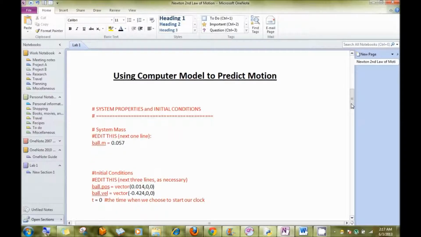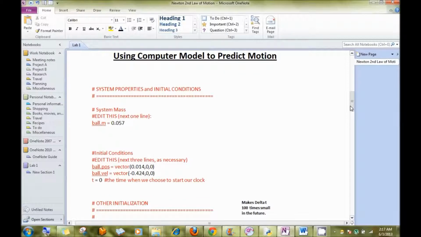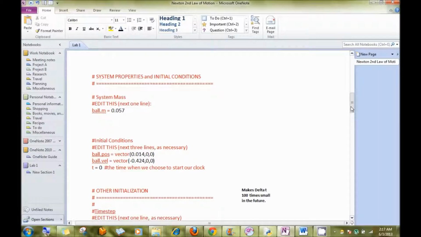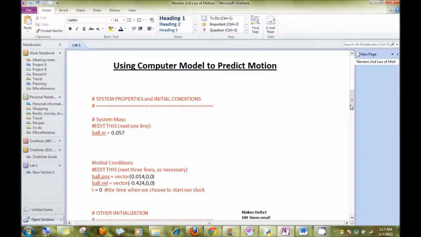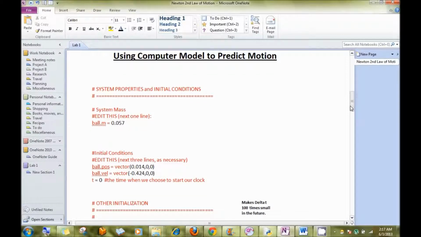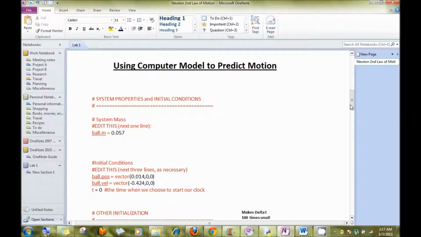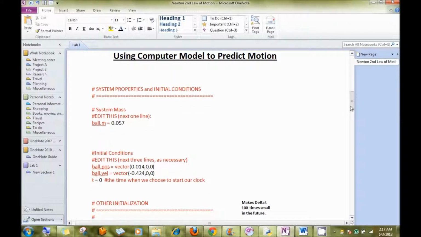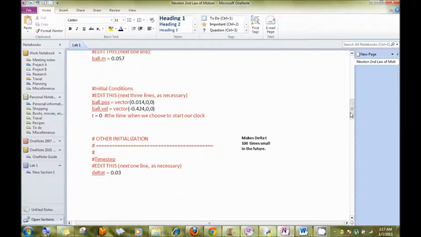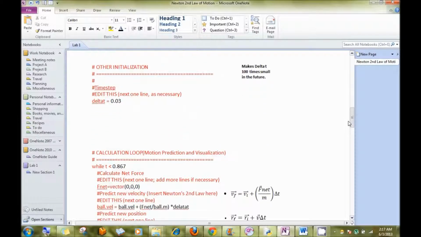By using Python, we will directly input first the ball mass in kilograms, 0.05, specify the ball position in vector form, 0.0410, 0, 0, the ball velocity in vector form, negative 0.424, 0, 0, time started, which is 0 seconds. Importantly, to have delta t very small because Newton's second law works best at a very small time in the future. Now comes the part where we will assign the right code to predict the motion of the object.